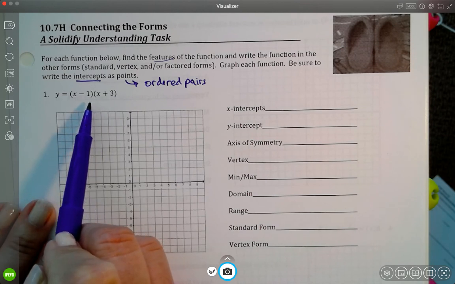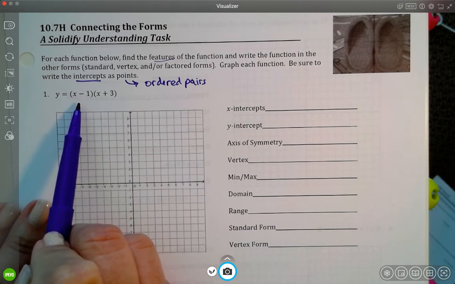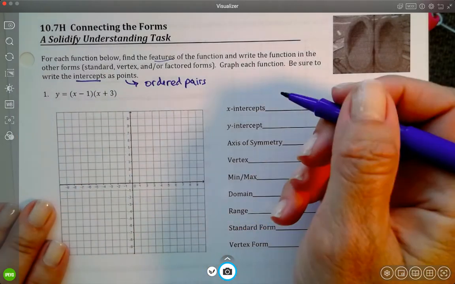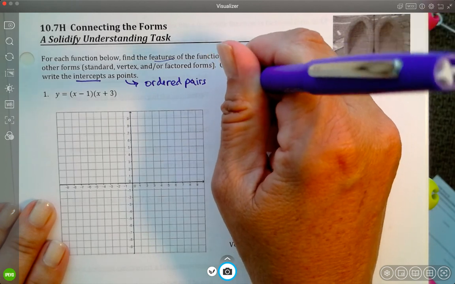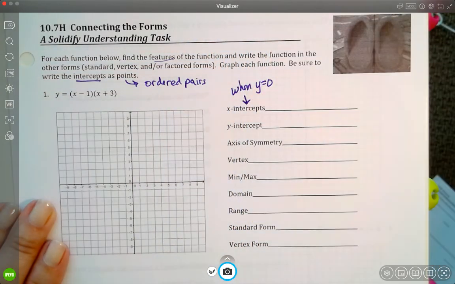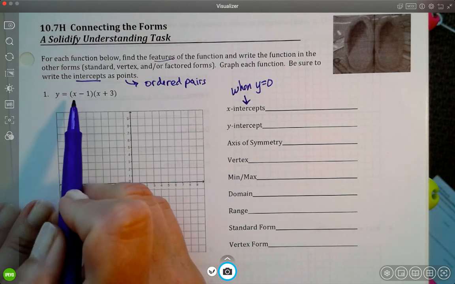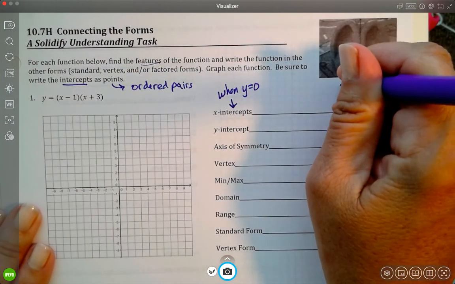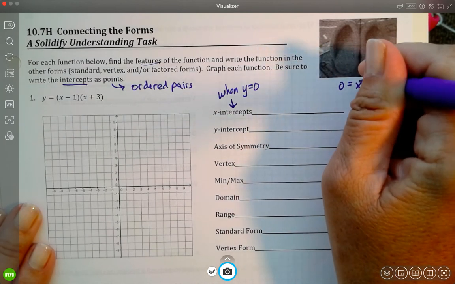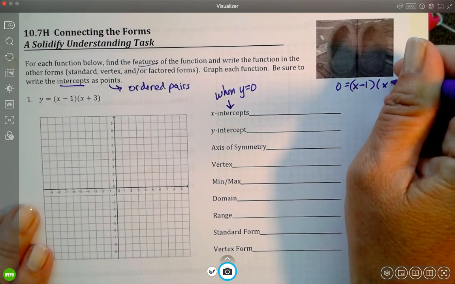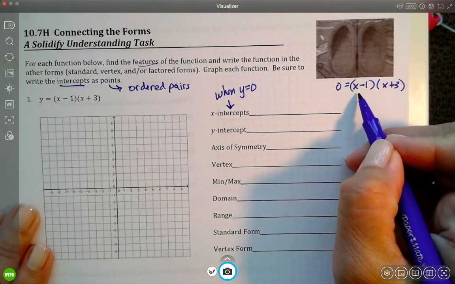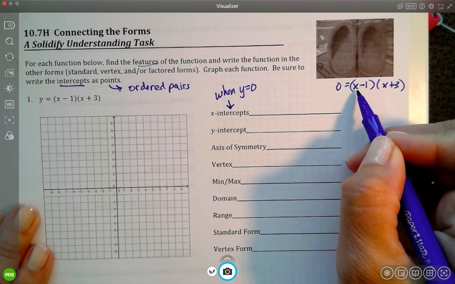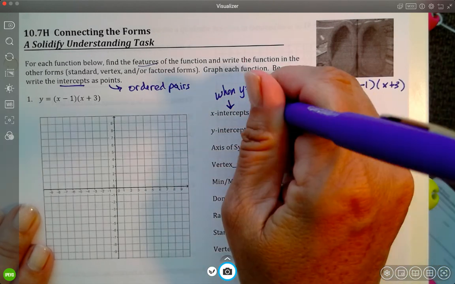Well, what we just did on the warm-up was we found the x-intercepts when y is 0. So remember, x-intercepts happen when y equals 0. So just go ahead, you have factored form. If I have 0 equals x minus 1 times x plus 3, then if I set this equal to 0, I would get 1, right? That would make the value of 1 in here for x make this 0. So that's one of my x-intercepts, (1, 0).